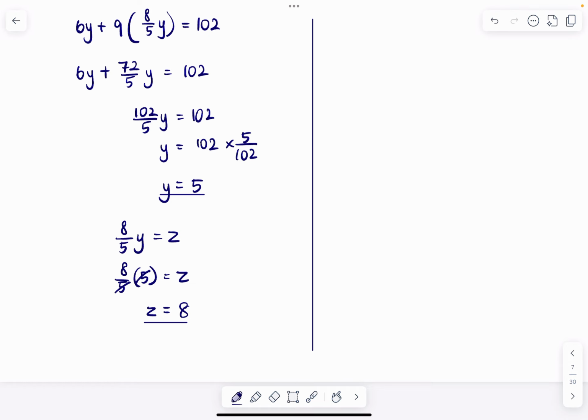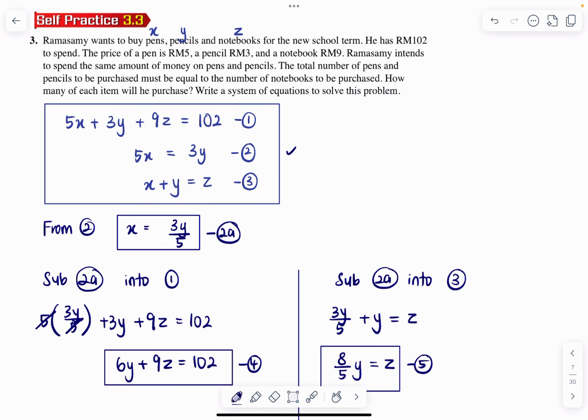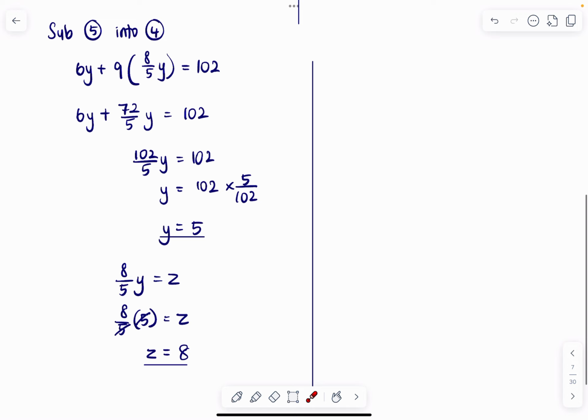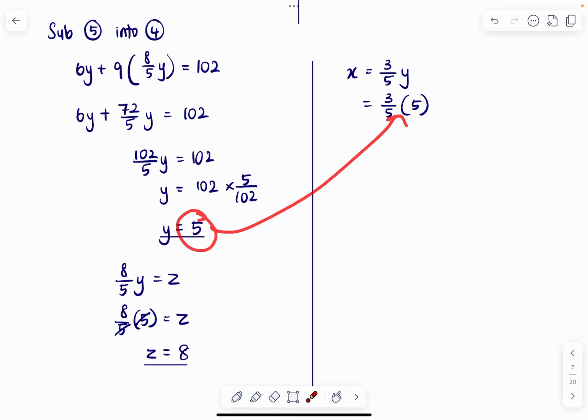Then we can solve x. Since we have y and z, we can just use this equation since x is already the subject. So x is just 3 over 5 times y. X is 3 over 5 of y, and y is 5. Okay, y is 5. So I put this inside here lah. So 3 over 5 times 5 will give us 3. So x is 3.